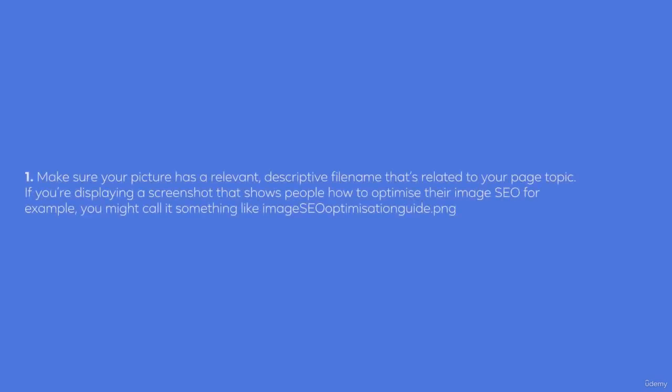1. Make sure your picture has a relevant, descriptive file name that's related to your page topic. If you're displaying a screenshot that shows people how to optimize their image SEO, for example, you might call it something like Image SEO Optimization Guide.png.